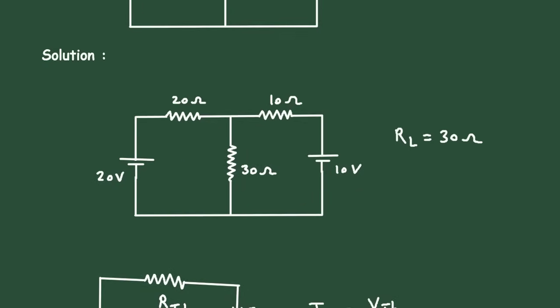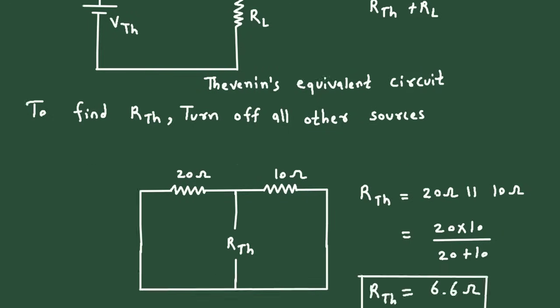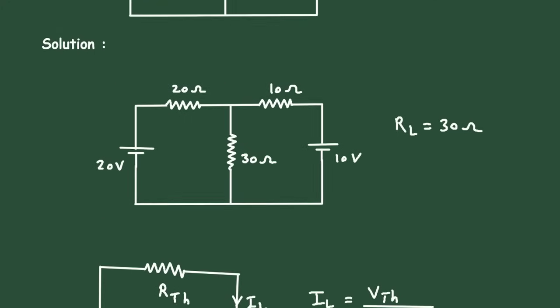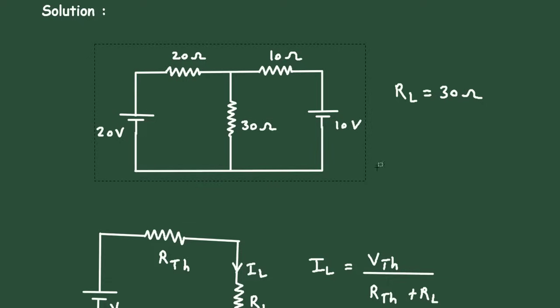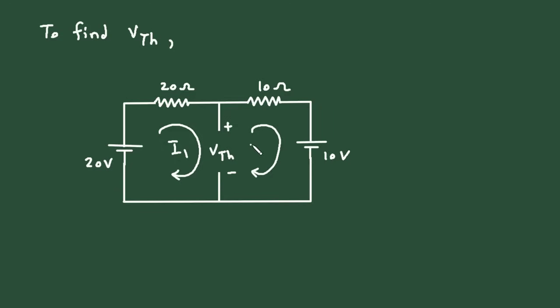Now, next we have to find the value of VTH. This is called the Thevenin equivalent circuit. So to find VTH, let's copy this circuit from here. And this will be VTH. This is plus, this is minus. Let's say this is current I1 and this is current I2.